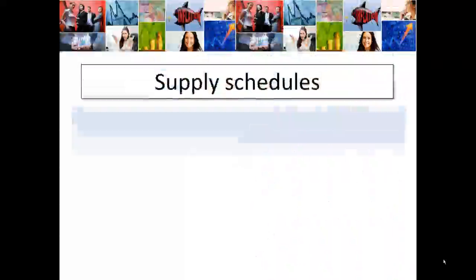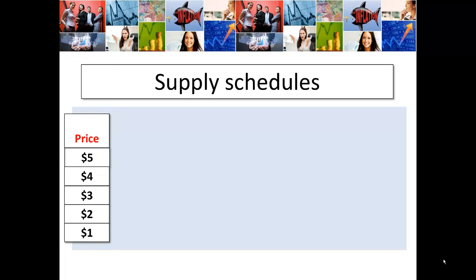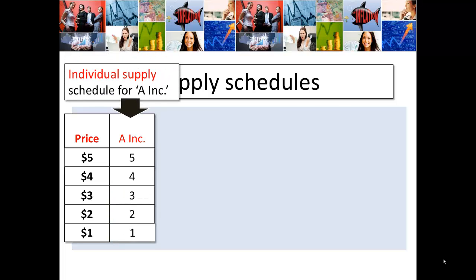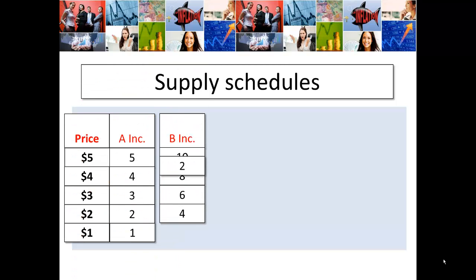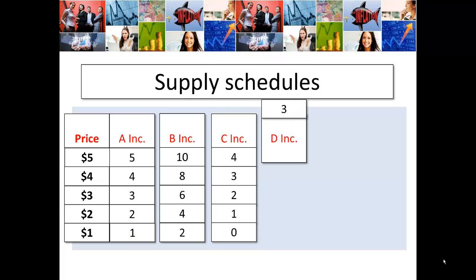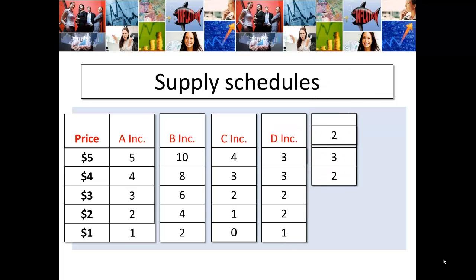A little bit more detail here. We take the range of prices, we take all of the individual firms in the market. So this is the individual supply schedule for Company A, Company B, Company C, Company D and Company E.